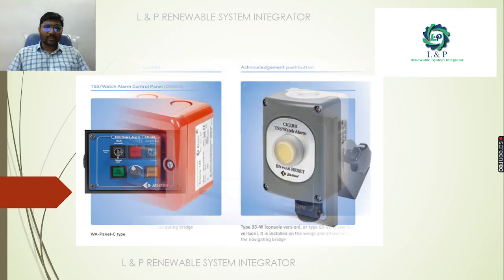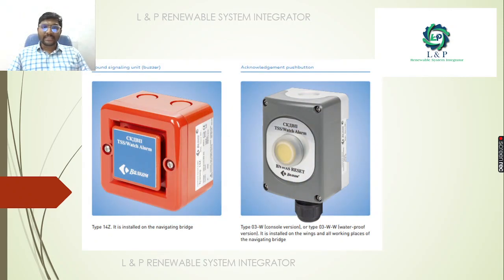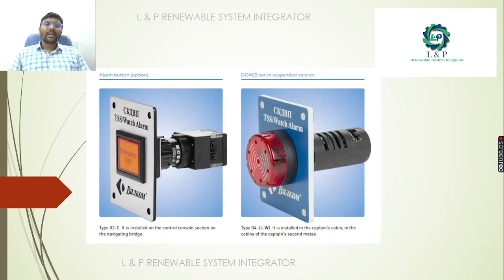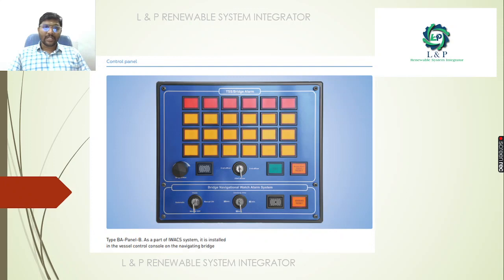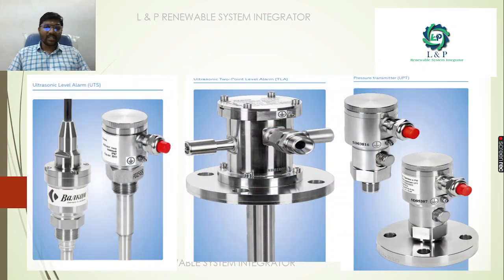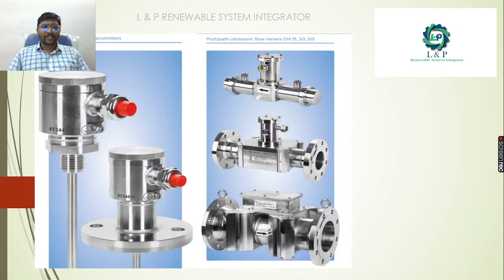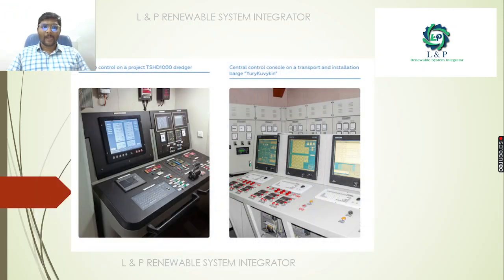This is how it looks, and these are some of the buzzers and acknowledgement push buttons. This is a real-time alarm button and a dog set in suspended version, and this is a control panel. It is installed in the vessel control room for navigating the bridges, and these are real-time photos of ultrasonic level alarms, pressure transmitters, temperature transmitters, and ultrasonic flow meters. This is a remote control on a project, so we can monitor everything from here.